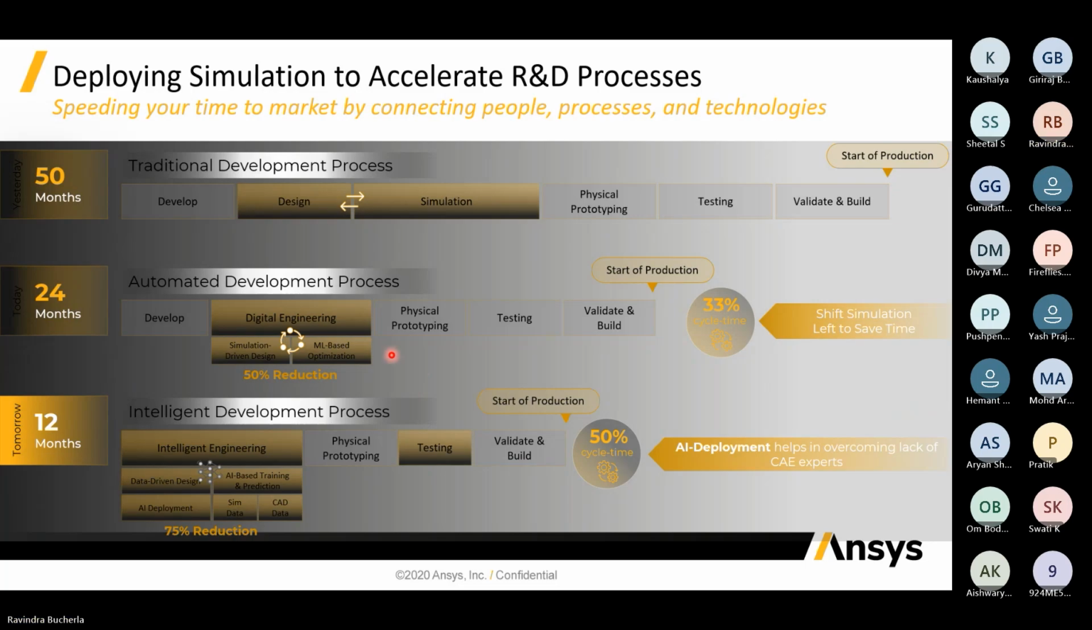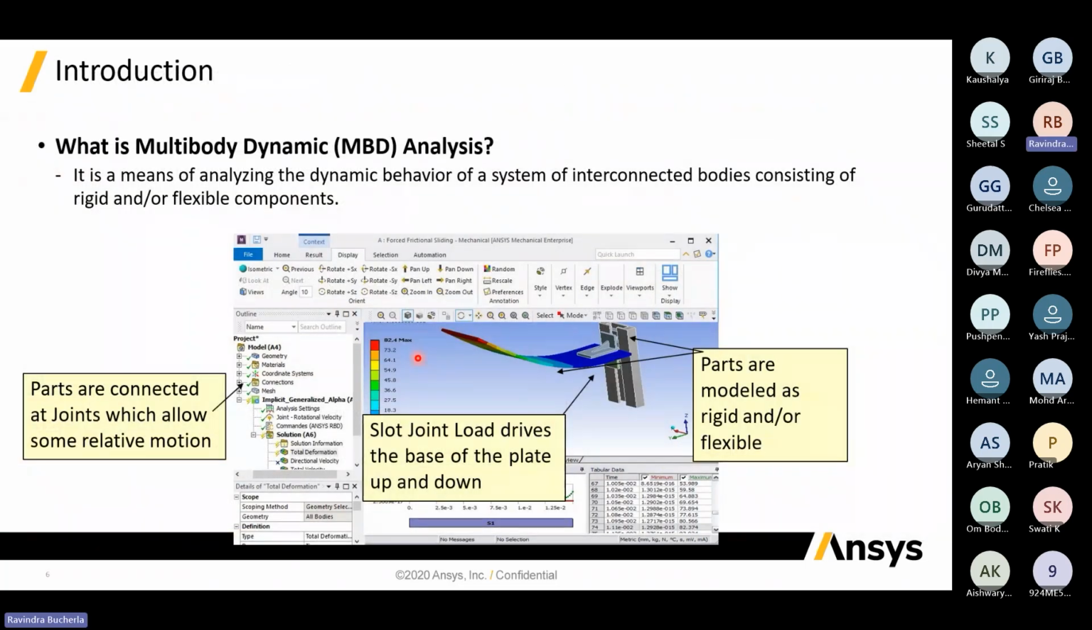Okay. So when it comes to multibody dynamics, it is nothing but analyzing the dynamic behavior of interconnected geometries. That is, if you have more than one component, and these multiple components are connected by different kinds of contacts or joints, and you want to analyze the response of the assembly, that is what we will be exploring in this particular session, mostly focusing on multibody dynamics.